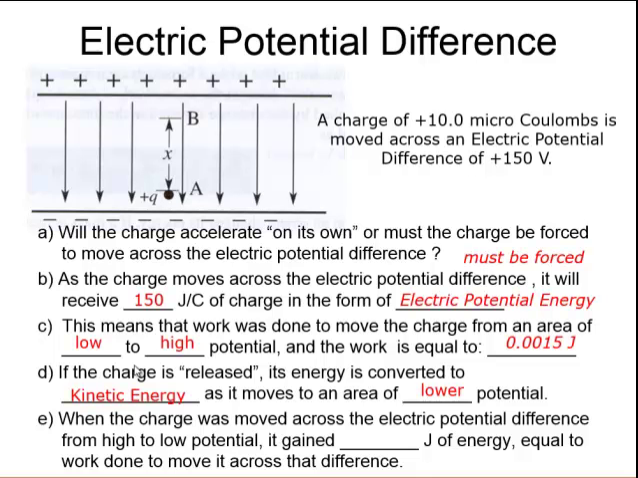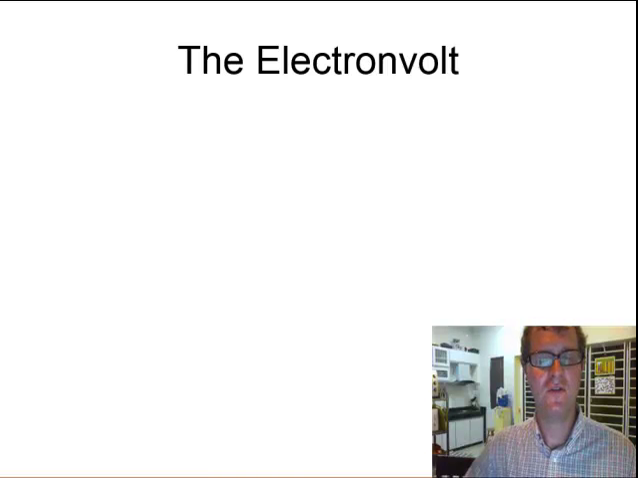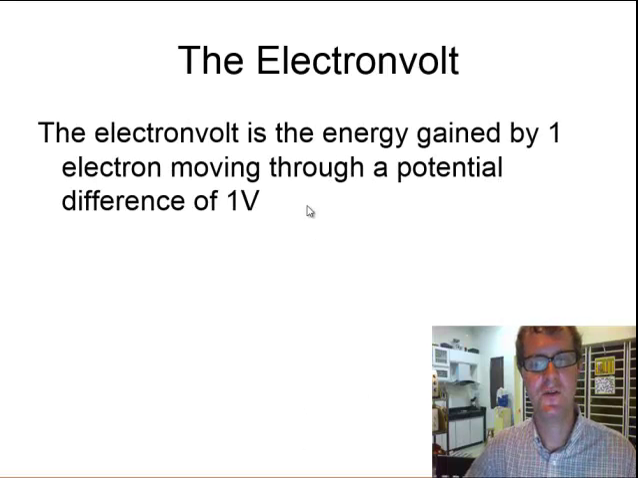When the charge was moved across the electric potential difference from high to low potential, it gained 0.015 joules, because that's equal to the work done. So that's the idea of electric potential difference. Another thing mentioned here is the electron volt. The electron volt is a unit of energy which is quite often used in these situations. The reason for that is an electron volt is the energy gained by one electron moving through a potential difference of 1 volt. So let's think about how many joules that is.